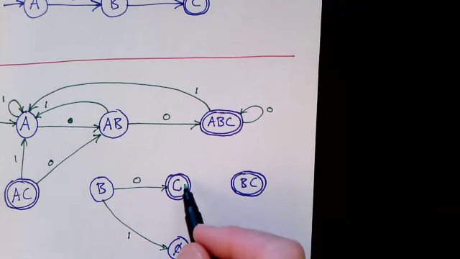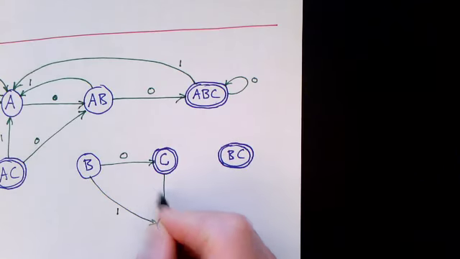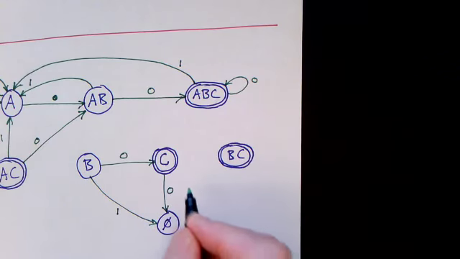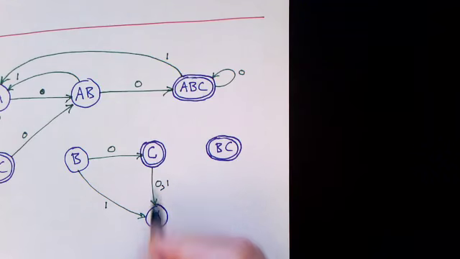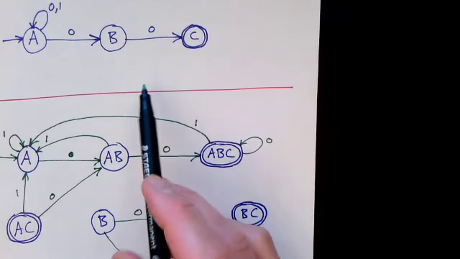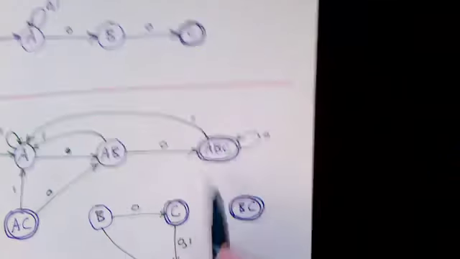If we're in state C alone and we see a 0, we have no place to go. So again, we go to the empty state. This is like a dead state kind of down here. So I'll label it 0. If we're in state C and we see a 1, again, we have no place to go. So I'll also put an edge from C to the empty set labeled 1. And finally, if we're in B and C and we see a 0, we go simply to C alone.